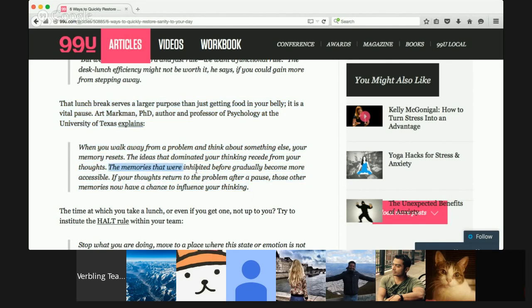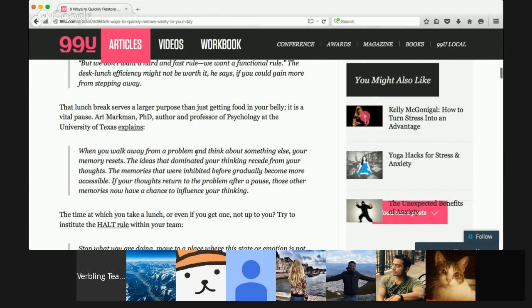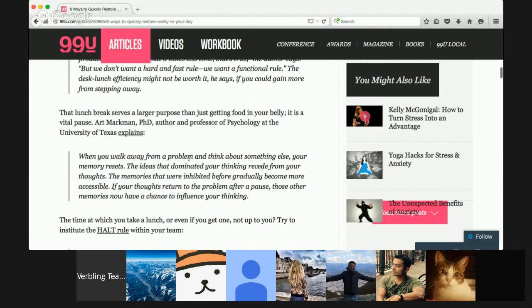This part here, Carolina, should be: the memories that were inhibited before gradually become more accessible. I know it's sometimes hard to read that when you're just finding out what it says for the first time. Well done. Okay, thank you. This word here is pronounced vital in English, okay? Okay, vital. Okay, any questions?